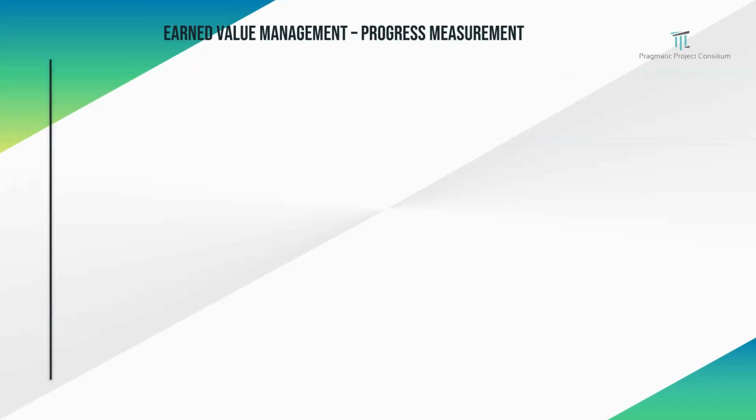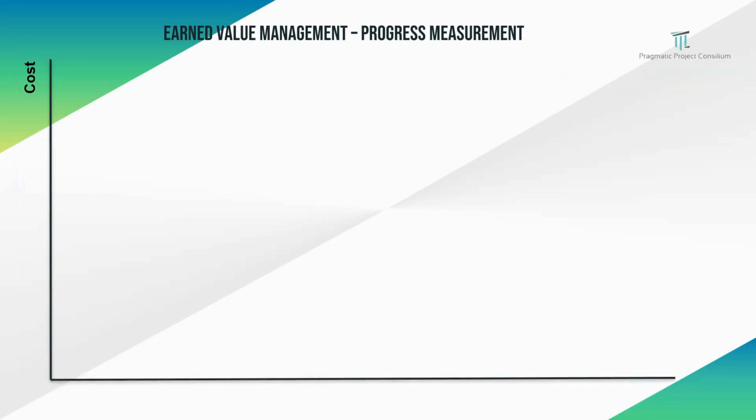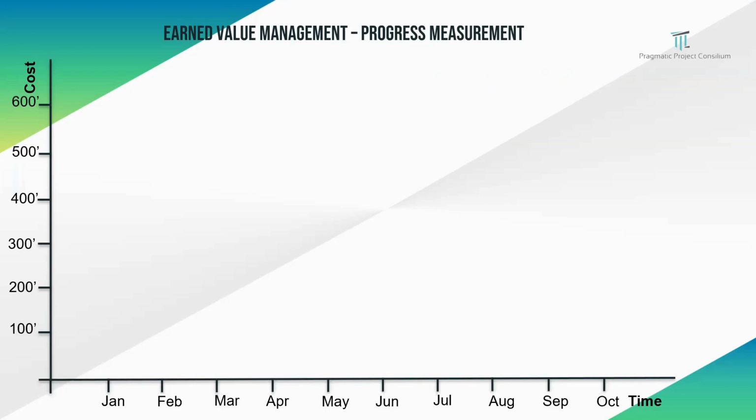Now, we are going to see how the measurement calculation can be done. Here we can compare time and cost, where the cost goes up to 600K, starting from 100 to 600K, whereas in time we have months, January to October. Now, when we talk about the PMB budget, as per our original plan, we made an estimated budget of 500K.